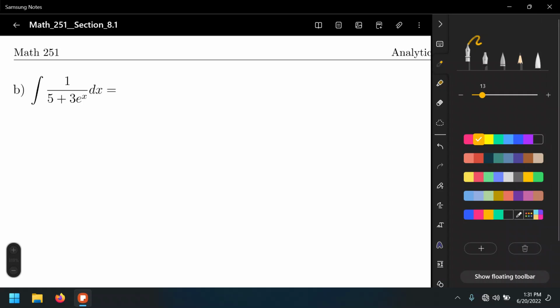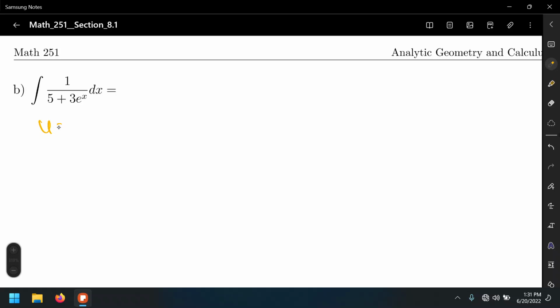So u equals 5 plus 3e to the x, du equals 3e to the x dx. But there is a problem here. In the integrand, we're lacking that 3e to the x multiplying the dx. So in this case, we cannot just do this u substitution just yet. So, okay, yes, this will be useful later. Let me erase it for now.